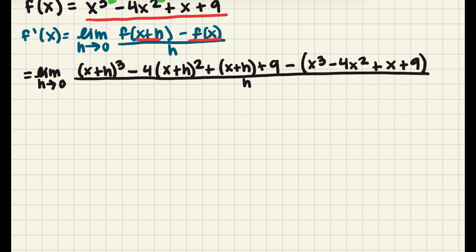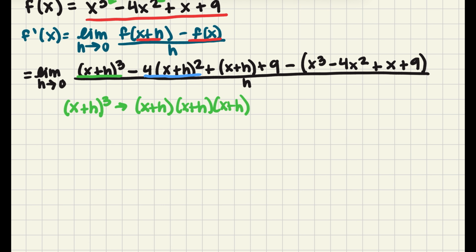So here we go. This right here is where we're going to apply the perfect cube formula. And this right here is where we'll apply the perfect square formula. So let's do it first with the cubed. So x plus h cubed, again, is just x plus h times x plus h times x plus h.